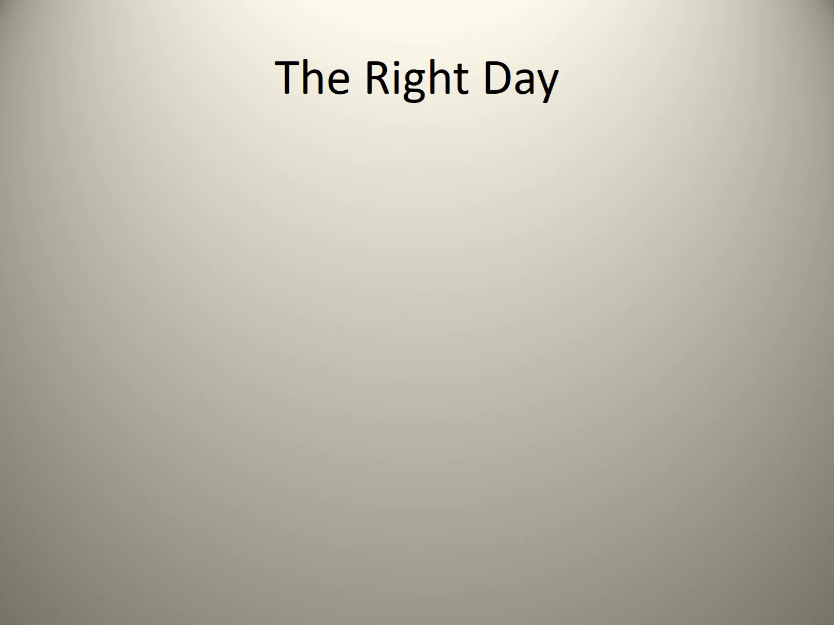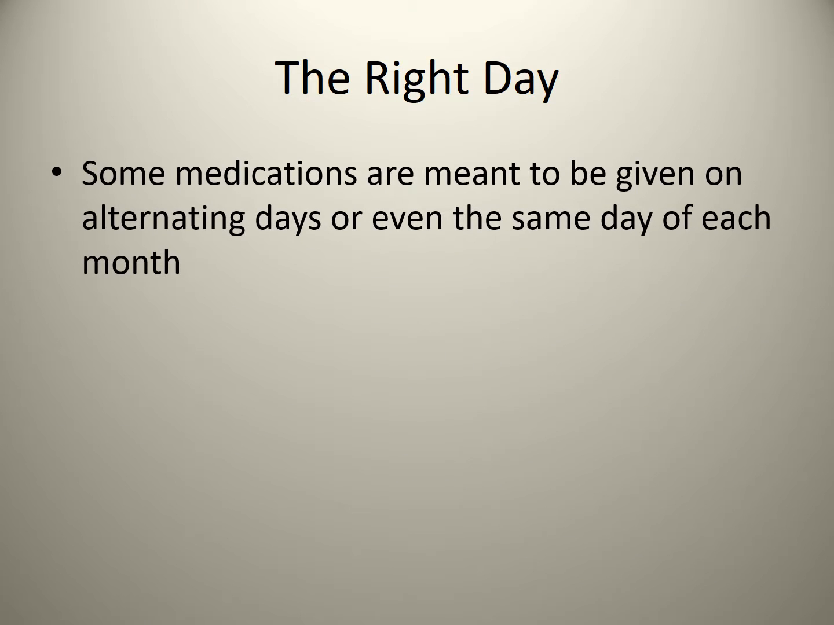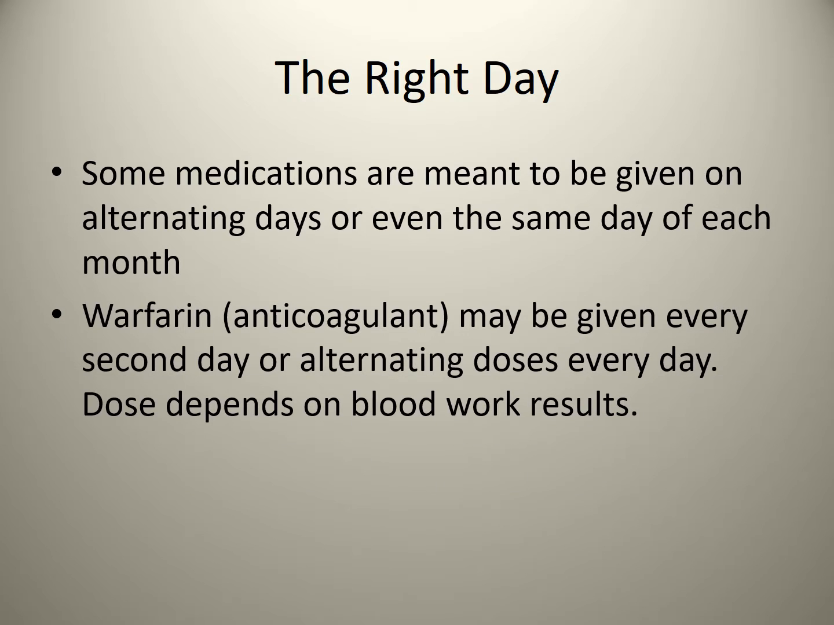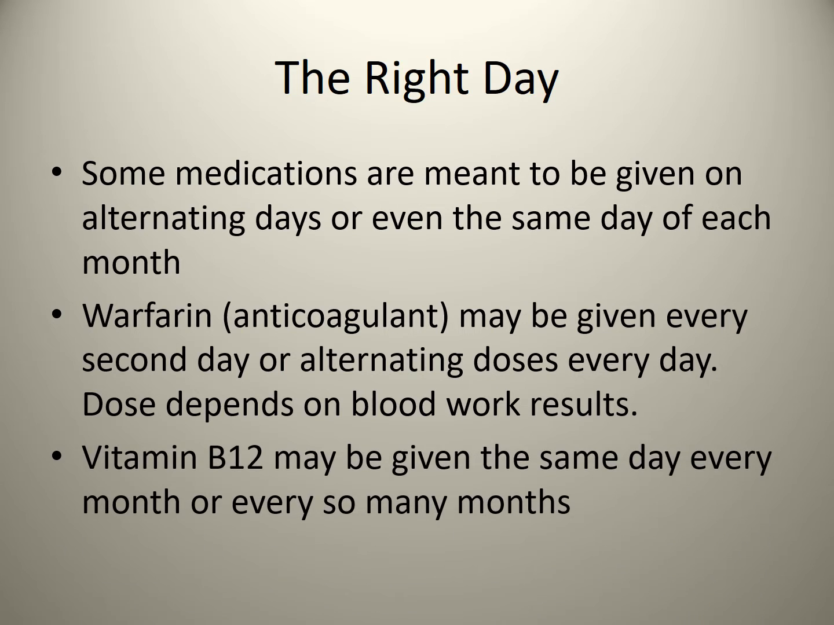That brings us to the right day. Some medications are given on alternate days or even the same day of each month, as I previously mentioned. Warfarin, for example, is sometimes given every second day. The doctor may want the patient to receive 5 milligrams in one day, 2.5 milligrams on the next day, alternating the doses. Because warfarin is a blood thinner, the dose depends on blood work, which is checked quite often. Patients who require vitamin B12 injections will be given their injections the same day every month, or even the same day of every 3rd month.